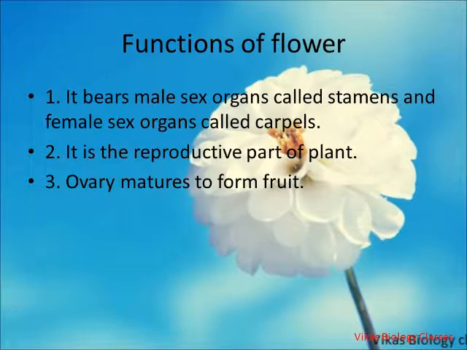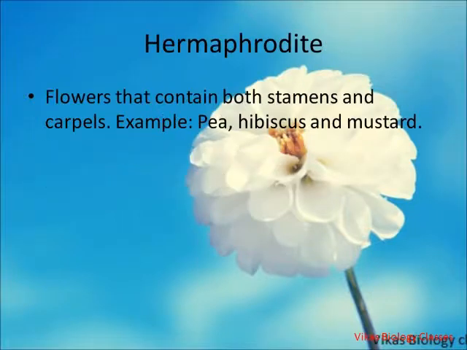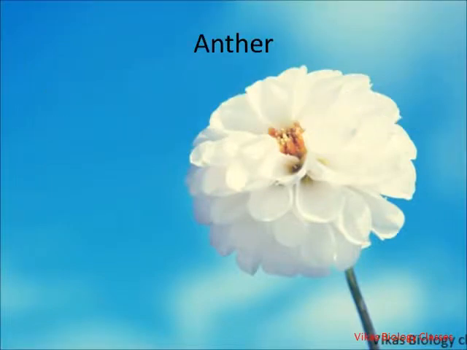Functions of flower. It bears male sex organs called stamens and female sex organs called carpels. It is a reproductive part of the plant. The ovary matures to form fruit. Hermaphrodite flowers are flowers that contain both stamens and carpels. Examples: pea, hibiscus, and mustard.